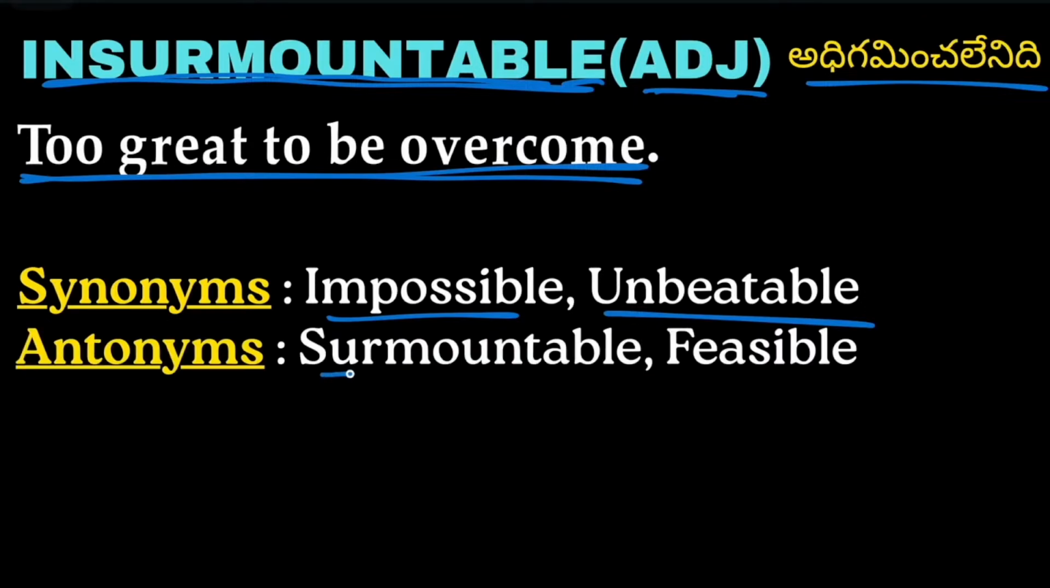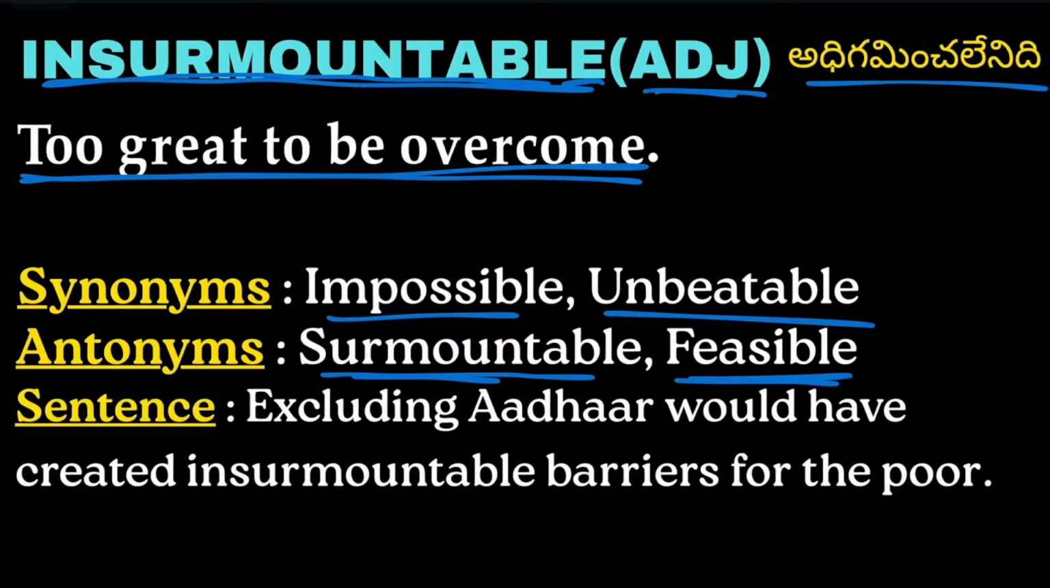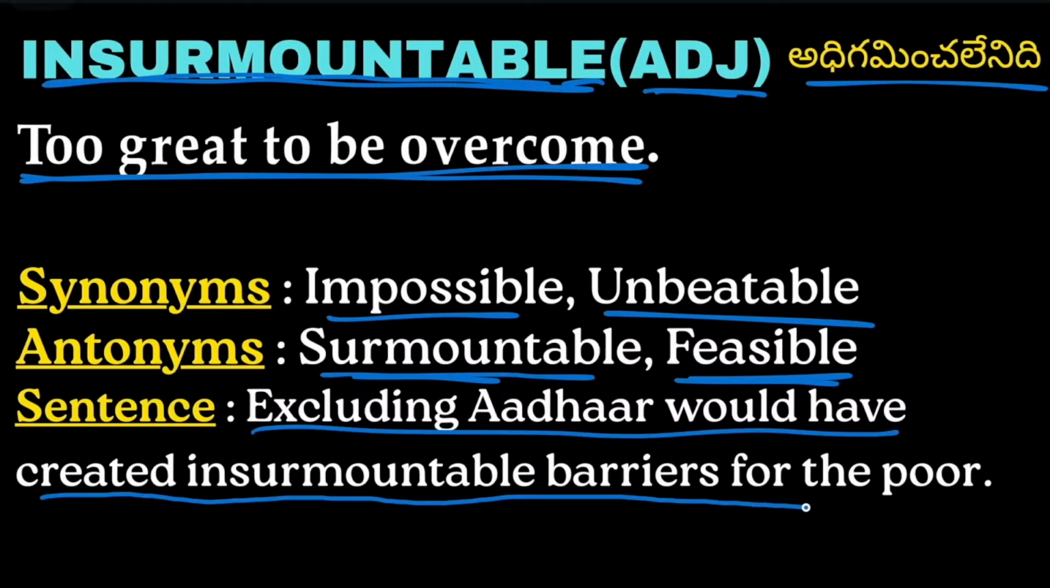Antonyms are surmountable, feasible. Surmountable and feasible are the antonyms of insurmountable. The example: excluding Aadhaar would have created insurmountable barriers for the poor. So, excluding, not including Aadhaar would have created a very big barrier for the poor.